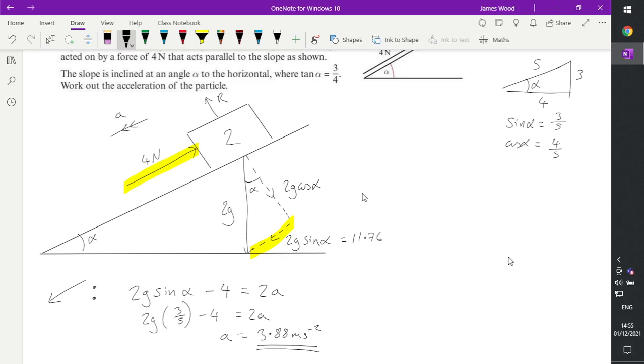So all these questions are about resolving them into 2 components and then looking either parallel to the slope or perpendicular to the slope, depending on what you're trying to find out.